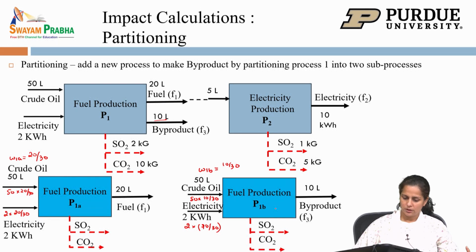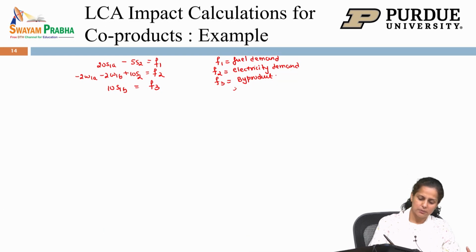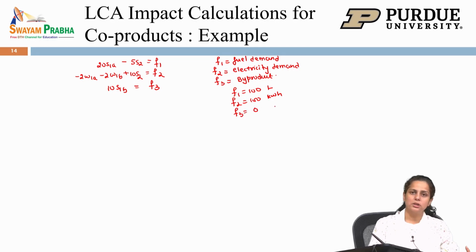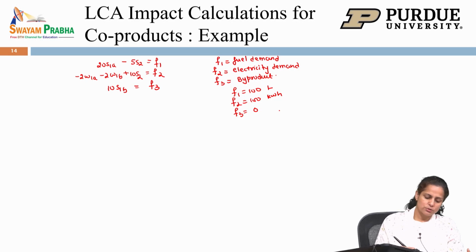So, now we can go here and we can say that my F1 is going to be 100, my F2 is going to be 100, so this is liter, this is kilowatt hour, and your F3 is going to be 0 because we are not interested in making byproduct. So, now when you do this calculation with setting your F1 and F2 and F3, what you will get is, let me write it in the matrix form.